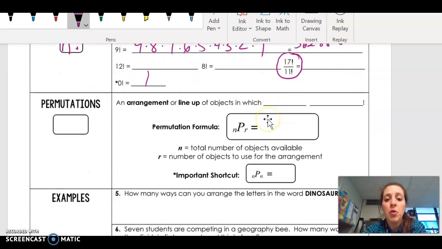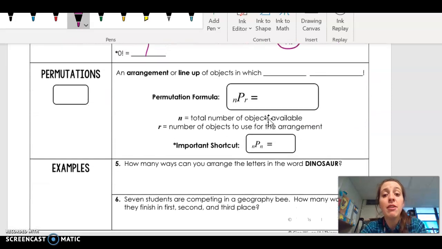So now we're going to look at both permutations and combinations and really start looking at what's the big difference between these two. So in a permutation, and you see I have my permutation formula right here that we're going to use a lot, it's an arrangement or lineup of objects in which order matters. So here order really matters. Okay, so we're going to look at some examples of these.